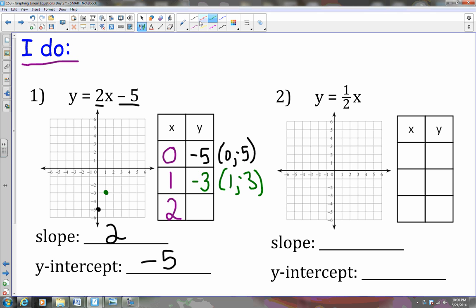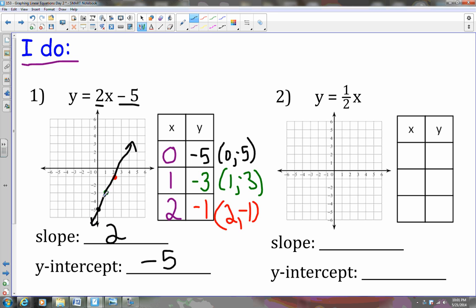And then my very last point here, when x is 2, 2 times 2 is 4, minus 5 is negative 1. So lastly, I'm going to graph that point, 2, negative 1, over 2, down 1. And now I just go ahead and connect these dots, and then I draw my arrow at the end. That's my line.